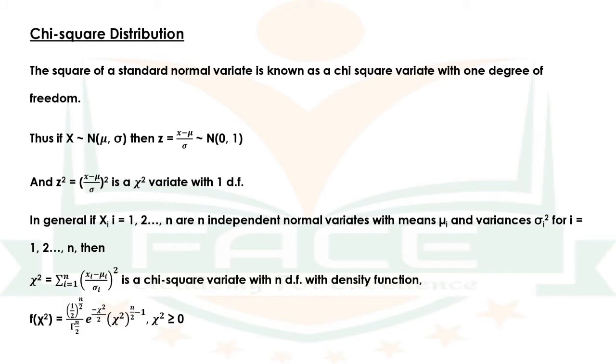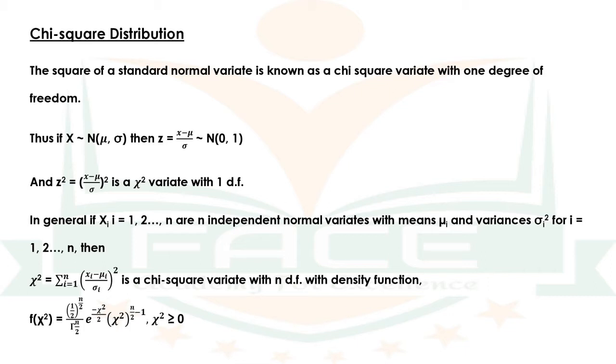Next, let's discuss the chi-square distribution. The square of a standard normal variate is known as a chi-square variate with 1 degree of freedom. Thus, if x follows N(mu, sigma), then z = (x minus mu) by sigma follows N(0,1), that is the standard normal. Then z square, which is ((x minus mu) by sigma) the whole square, is a chi-square variate with 1 degree of freedom.